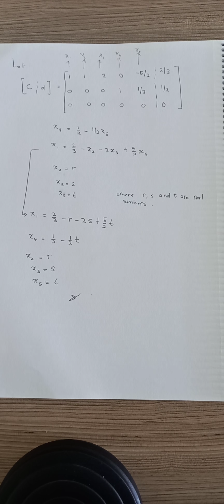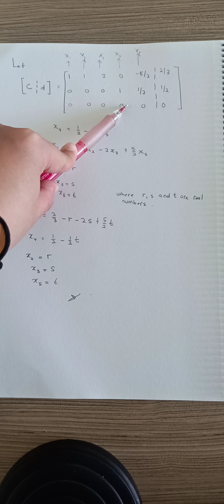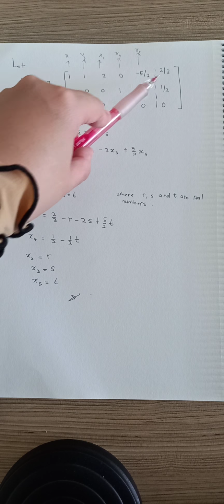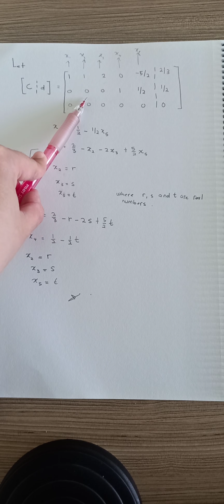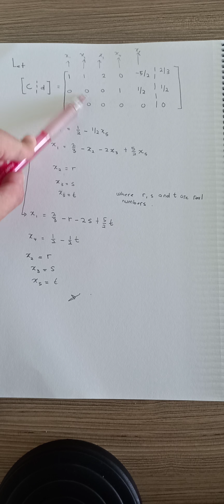Okay, now let's say we have solved the system of linear equations until the last matrix, and we got it in this form. So this is in the form of reduced row echelon form. Okay, this one. This is in the form of row echelon form or reduced row echelon form.